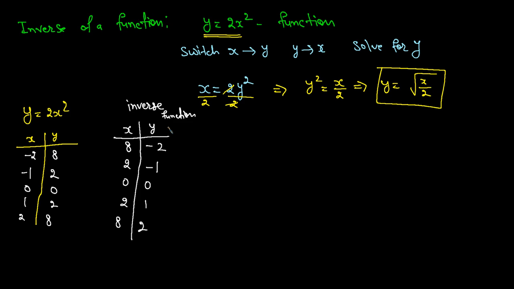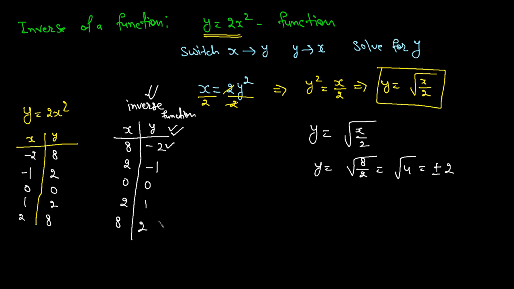Now this is the table for the inverse function, and you can use these points to graph the inverse function. And we can check over here if it's right or wrong. So y is equal to the square root of x over 2, and see if it works. If I plug in 8 over here, 8 over 2 is 4, and the square root of 4 gives me plus or minus 2. See, we got negative 2 and plus 2 when x is 8. So that means these points are right.